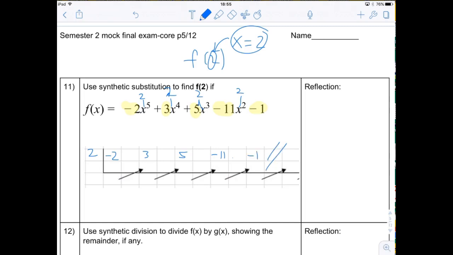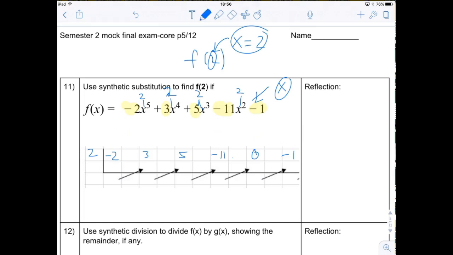And then, so I don't need this space over here. Oh, yeah, I do. Look. There's a missing term. There's no x term. So that means I do need this space. So this is the x to the fifth term. This is the fourth term, third term, second term. X to the first term doesn't exist, so I'm going to put a 0. And then the x to the 0th term, which is the constant term, is -1. Okay.